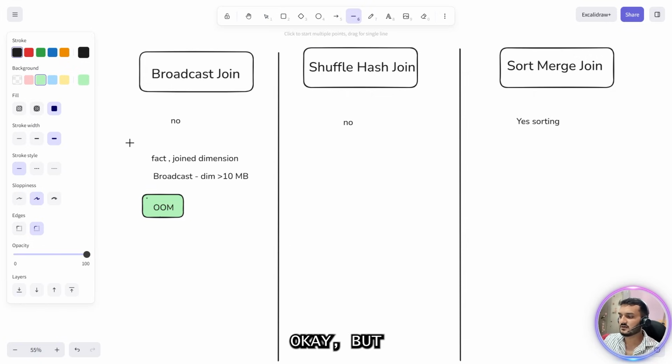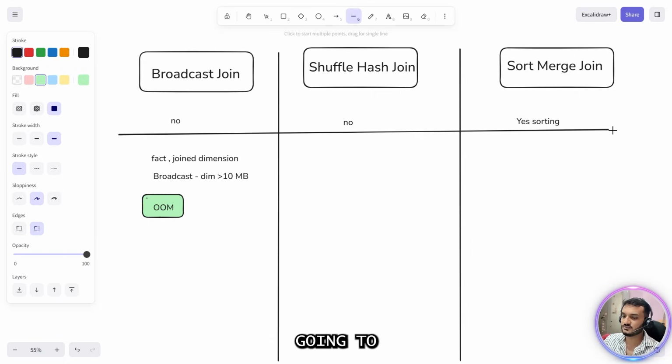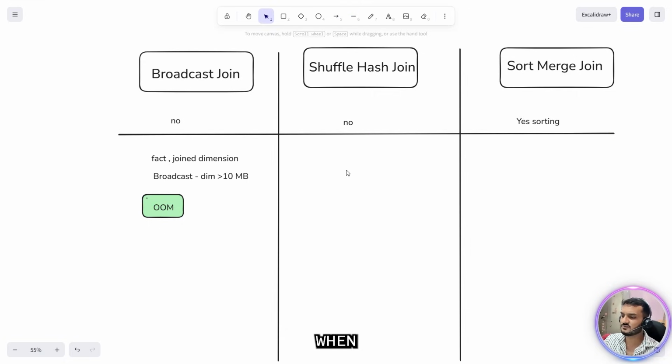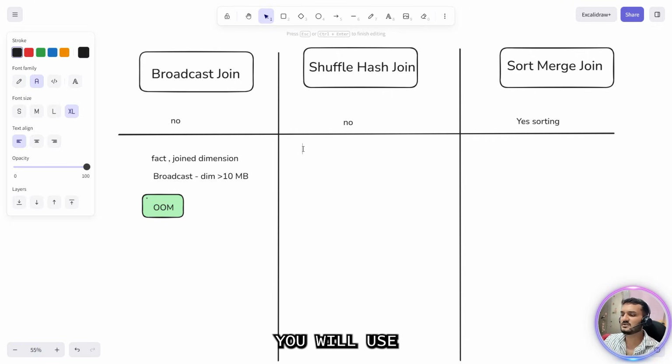Okay, but what about the shuffle hash join? When will you use this shuffle hash join? You will use this join when you have two tables. It can be either fact table and fact table, or a dimension to dimension join, or a fact to dimension join. Okay, fact to dimension we have already covered in broadcast join. Go with that. If the dimension is greater than 10 MB, then you have to come to the shuffle hash join as well, right? So you can go with this thing.